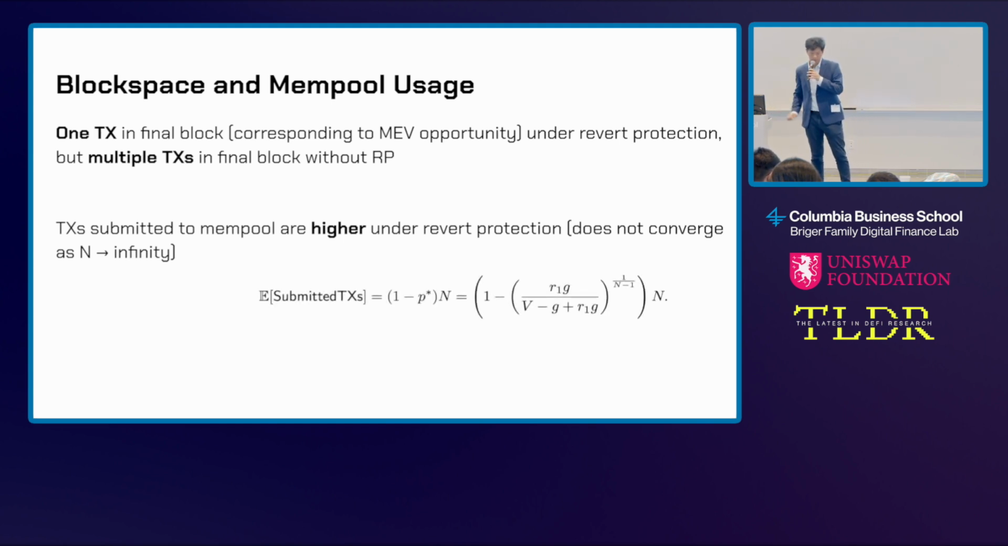And specifically, this does not converge as n goes to infinity, so this diverges. So when there are a lot of agents, you have finite revenue, but potentially a lot of storage and spam on the mempool.